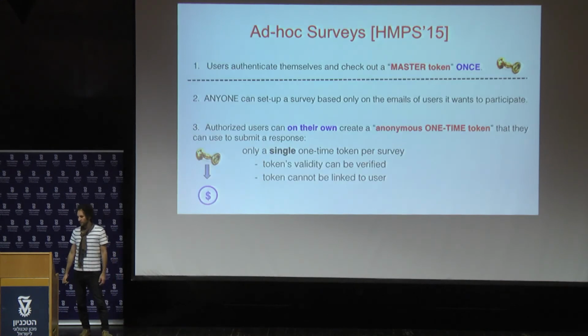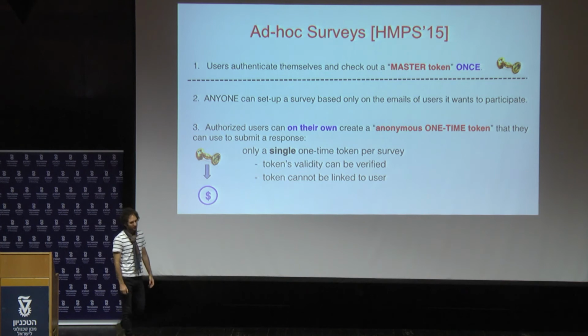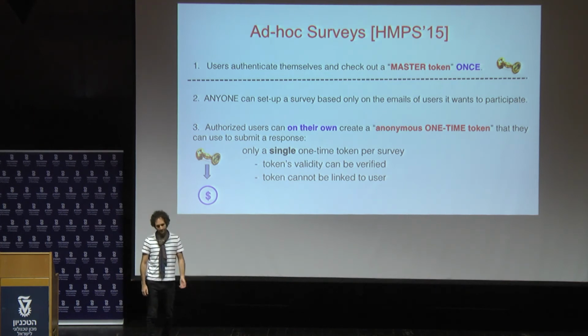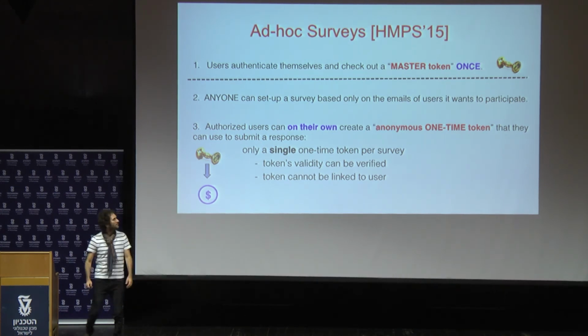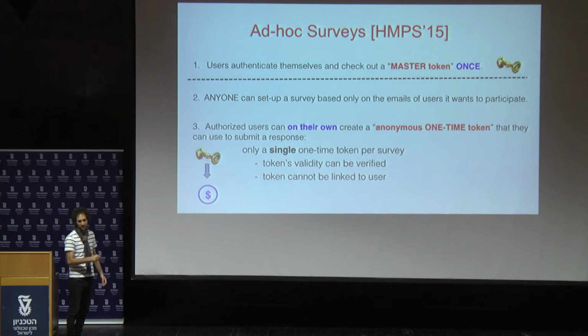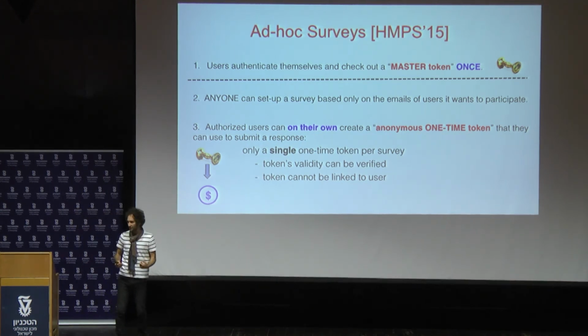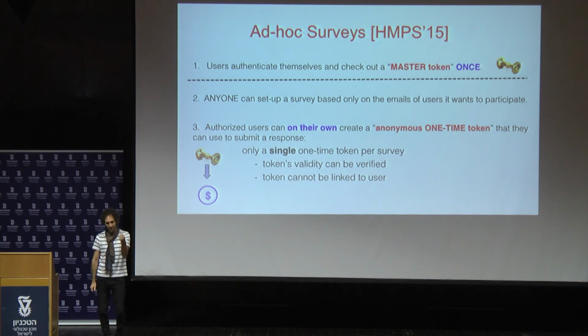Okay? So our new method is something we call an ad hoc survey instead, where we separate it out into 2 different stages. So the first stage, you have this registration phase. In the registration phase, I'm going to authenticate myself, and I only do this once. So I authenticate myself with my email, and then I'm checking out this master token.